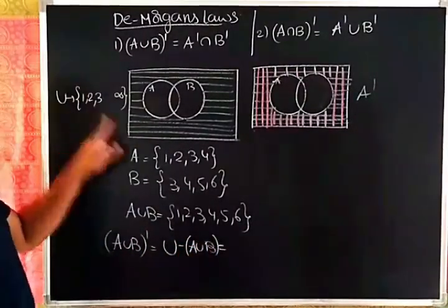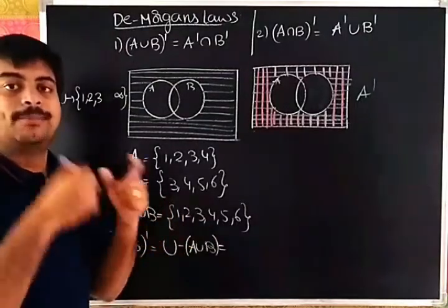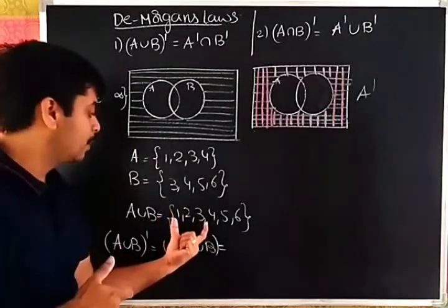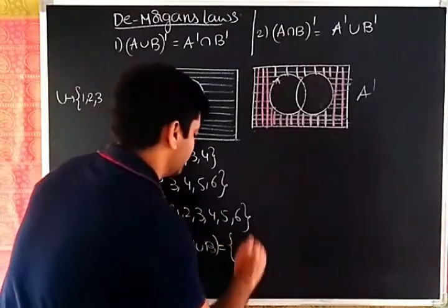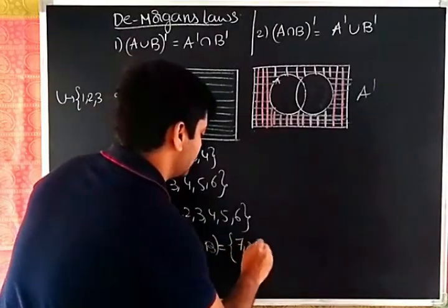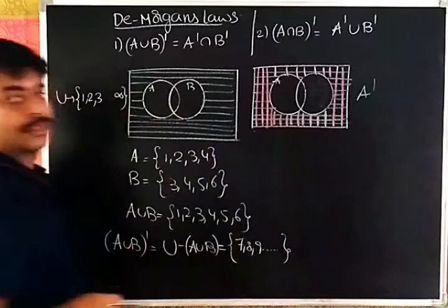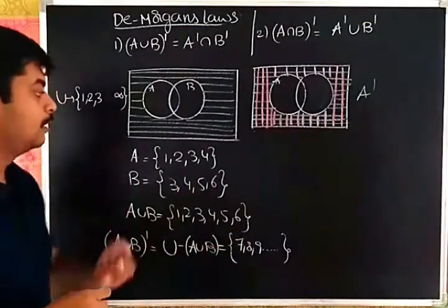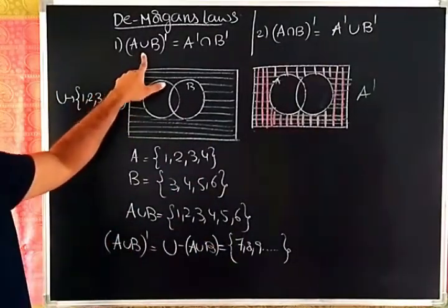So from the universal set, from the complete set of natural numbers, if you remove 1, 2, 3, 4, 5, 6, you will be left with 7, 8, 9, so on till infinity. This is A union B whole complement.